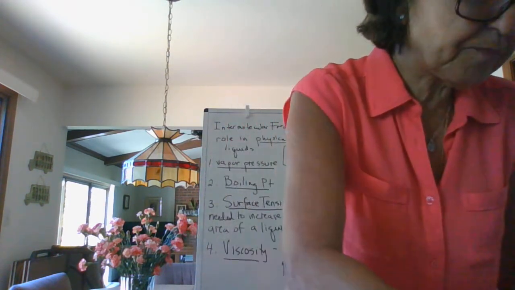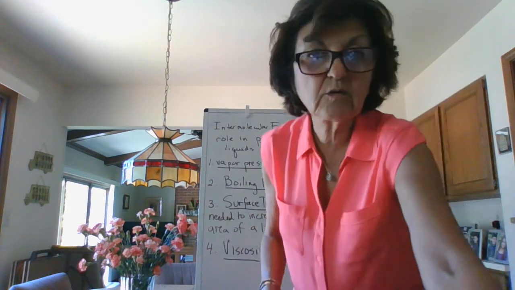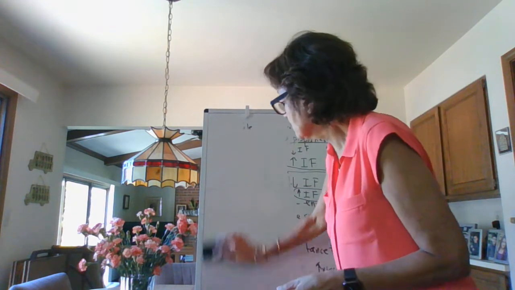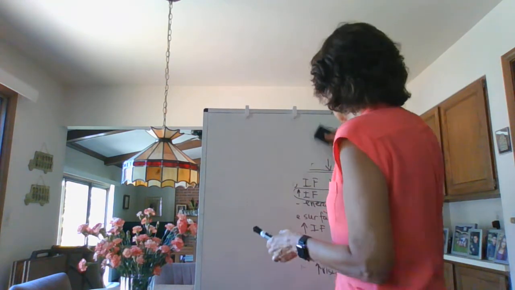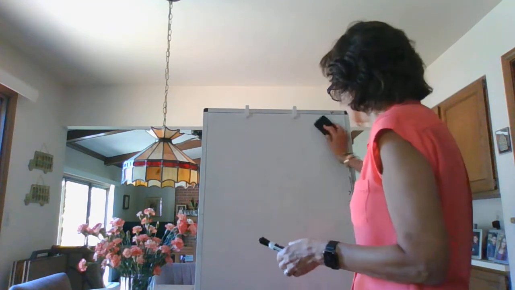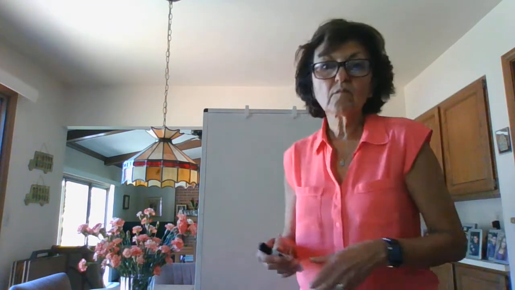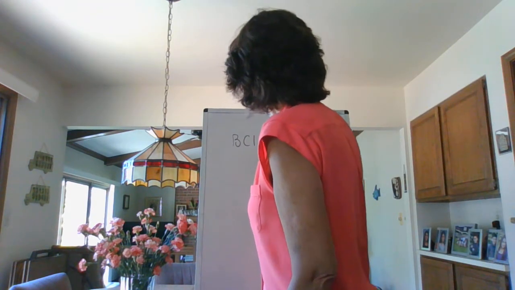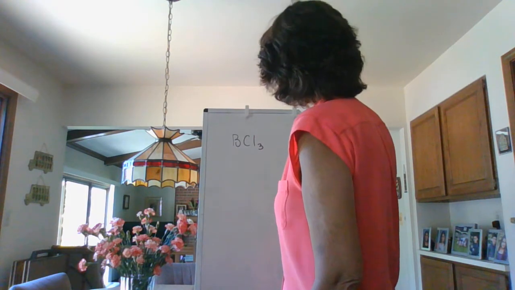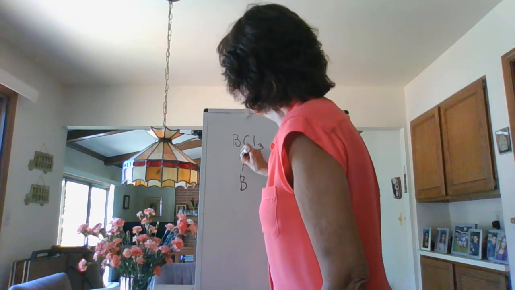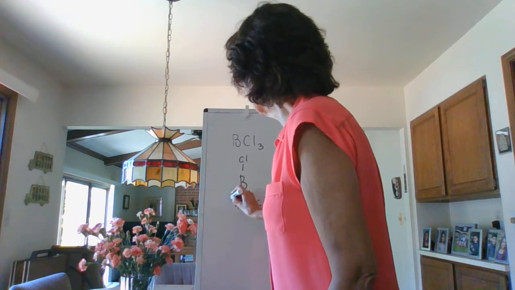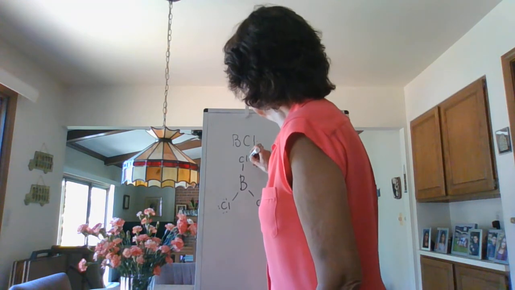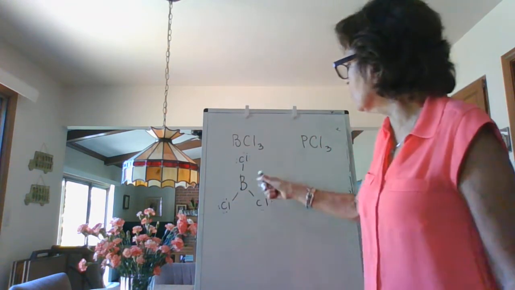All right, so I'm going to put a couple of things on the board and see what you guys have learned from all of this. Right? So let's say I have these molecules. I have BCl3 and PCl3. Let's take a look, guys. I don't know if you remember this from chapter 9 and 10. Okay, so this is boron trichloride.